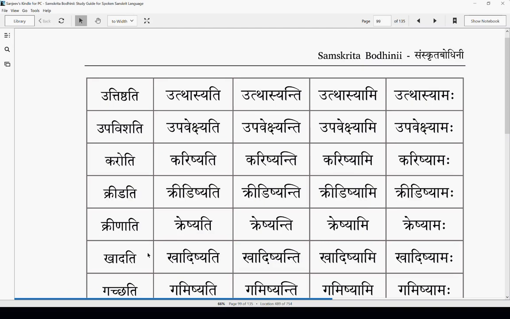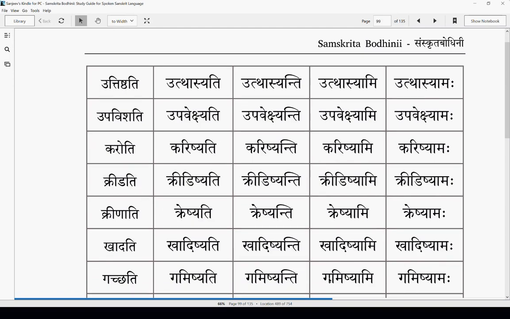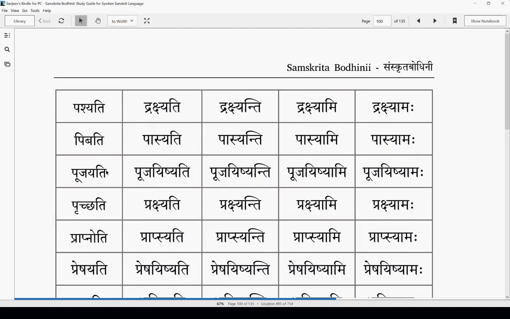In the previous Sambhashanam we were reading, the last sentence was Aham Shvaha Tatra Gacchami. So that Gacchami becomes here Gamishyami, right? Gamishyami is given here. Aham Shvaha Tatra Gamishyami. Okay. And Pashyati is also given here. Drakshati, Drakshanti, Drakshami, Drakshamaha.